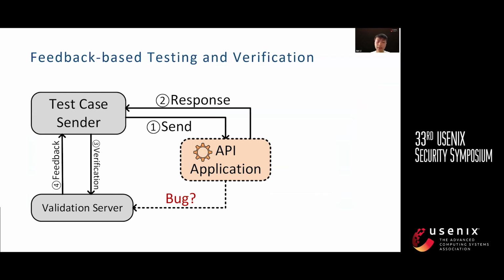To test for bugs in API endpoints, we use the test case sender and the validation server. The test case sender sends requests with payloads and the API application responds. If there is a bug, the validation server provides feedback to the test case sender. For example, if there is an SSRF vulnerability in the API endpoint, the validation server will receive a request from the API application, give feedback to the test case sender, and then generate a POC.